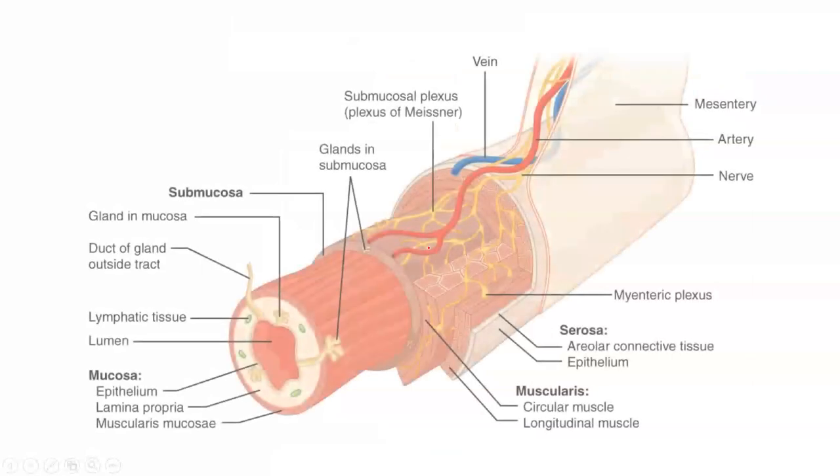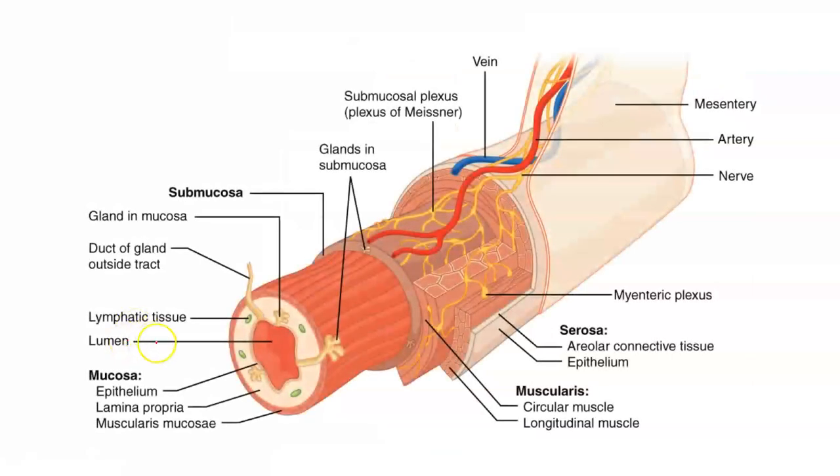All right, here's what the alimentary canal looks like. There's four main layers. There's the mucosa, the submucosa, the muscularis, which is also sometimes called the muscularis externa, and then there is the serosa. Okay. Now, a little bit about these different lamina.